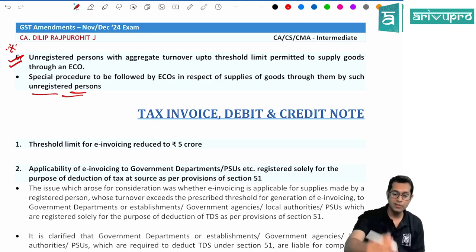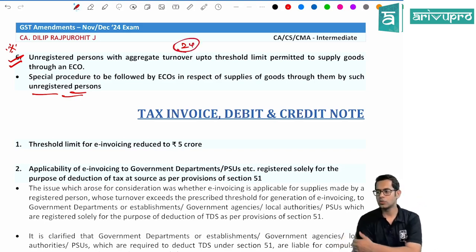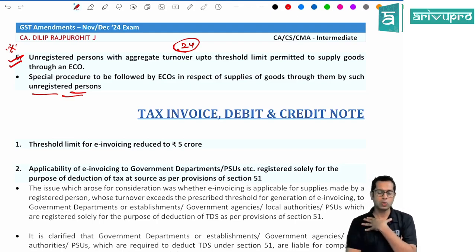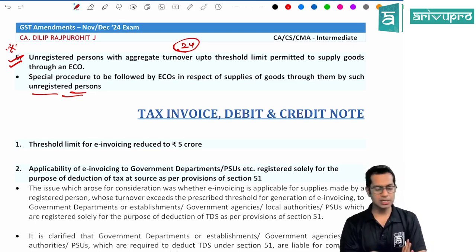Section 24 is a section which talks about compulsory registration. Section 24 said that if I want to supply goods through an e-commerce operator, I should take registration under GST law compulsorily.